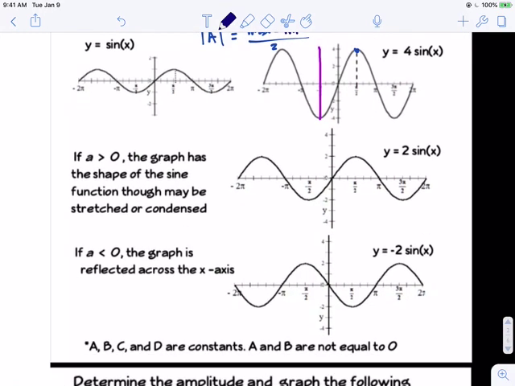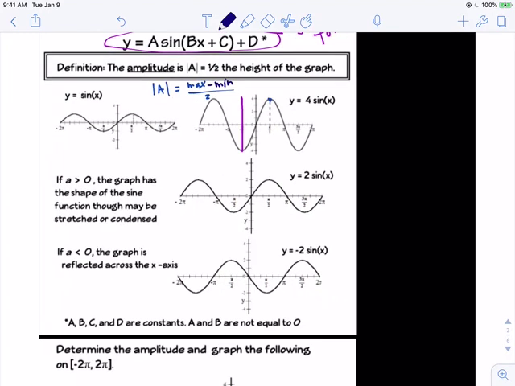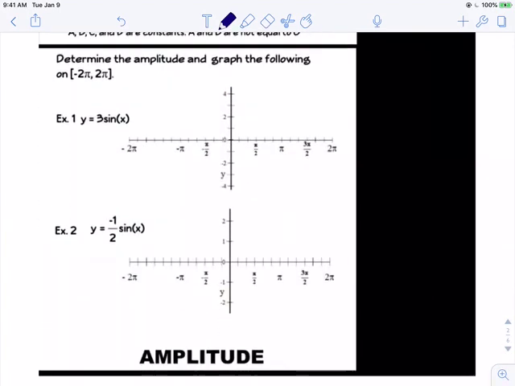All right. Well, if you look back at these graphs, there's two things that letter A can do. It can stretch or compress it vertically, or, like we said, it can reflect it. What axis will it reflect it over? The x-axis. So, for example, this one has been reflected over the x-axis, and it's also been stretched by 2. Okay?